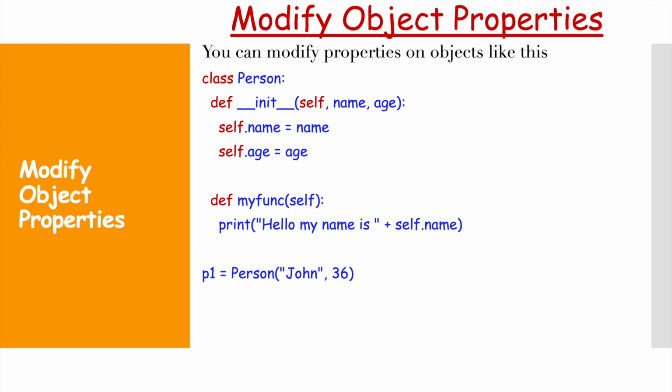Now you're creating the object of this class Person by calling the class name and passing two values, because your init method is expecting two values, name and age. So you're giving John for name and 36 for age. Now, when your object is created, the value of name is John and the value of age is 36. Now you can modify the object property by using the object, the dot operator and the property name. So p1.age equal to 40. So now when you're printing p1.age, instead of getting 36, you're going to get 40.